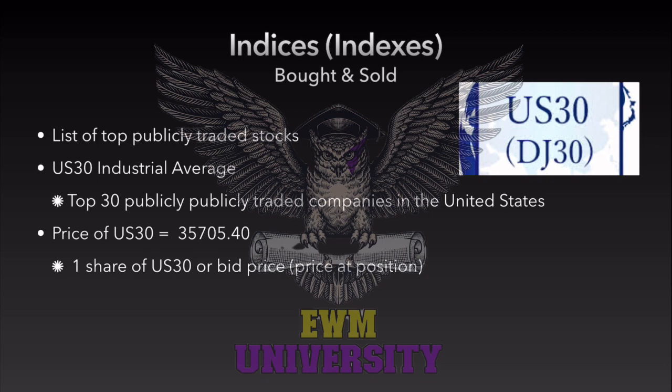What we're saying is that one share of US 30, or the bid price or the price at position, is going to be $35,705.40. So again, we're not trading US 30 for anything, right? When you're in the stock market, you'll be purchasing a share, but dealing here in the foreign exchange market, what we're actually doing when we see US 30 is at this price and we're looking to buy or sell, we are paying for a position in the market. So this is the bid price or the price at position.